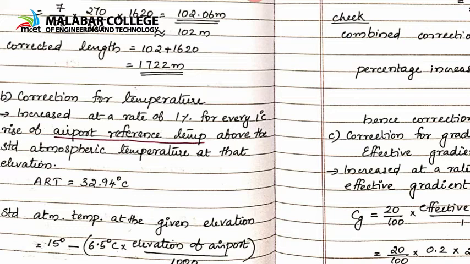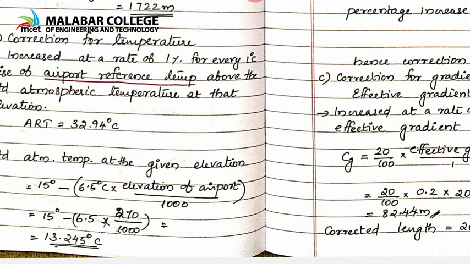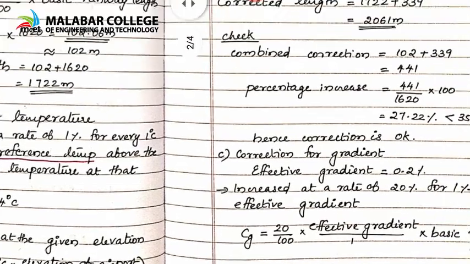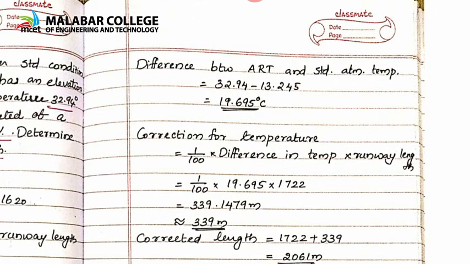Airport reference temperature is equal to 32.94 degrees Celsius. Standard atmospheric temperature is equal to 15 degree minus 6.5 degree into elevation of airport divided by 1000. Substituting the values, 15 minus 6.5 into 270 divided by 1000, that is equal to 13.245. That is the standard atmospheric temperature. Then find the difference between the airport reference temperature and standard atmospheric temperature: 32.94 minus 13.245, that is equal to 19.695 degree Celsius.